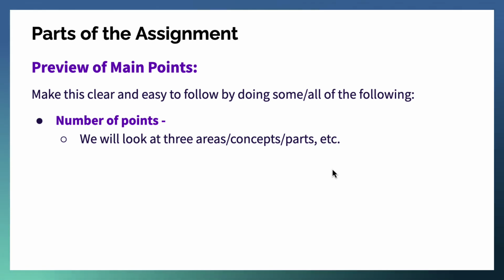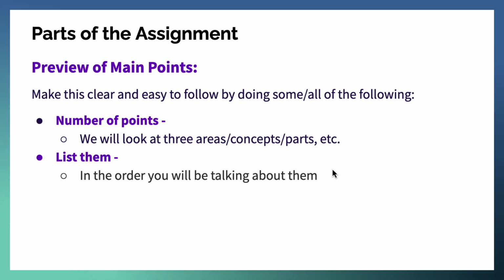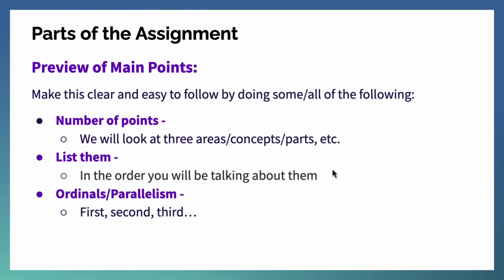You could also include in there, under grants, possibly student employment or student jobs that could help pay for that. List them out, and do this in the order that you will be presenting them in your speech. So the first thing you list is going to be your first main point, the next thing is going to be your second main point, and the third thing, and so on. And you can do ordinals or parallelism: first, second, third, or first, next, and then finally we'll look at.